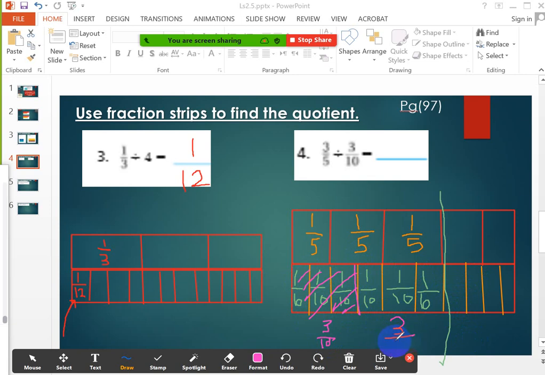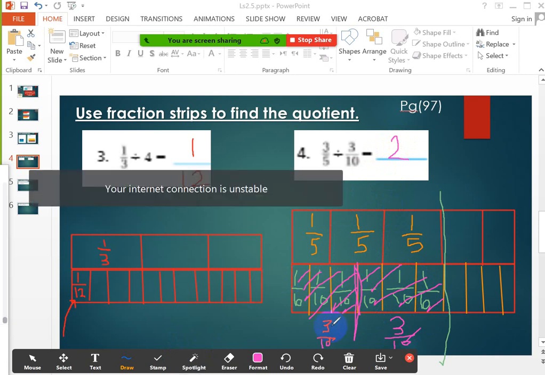How many groups of 3 over 10 do I have here on the fraction strip? Look, count it. This is the first group, and this is the second group. That means the answer is what? This is the group of 3 over 10, and this is the group of 3 over 10. This is 1 and this is 2. That means I have 2 groups of 3 over 10. So the answer is 2.